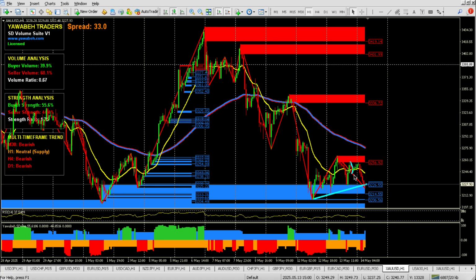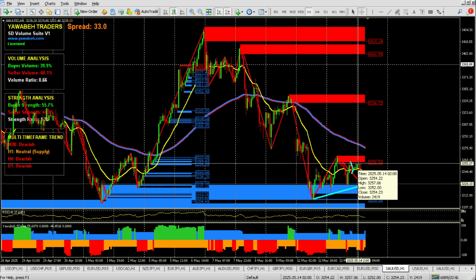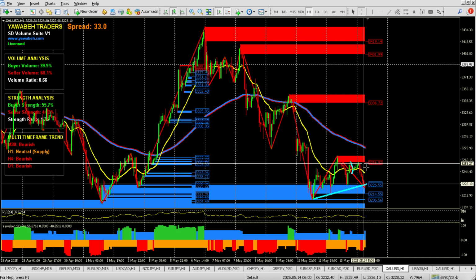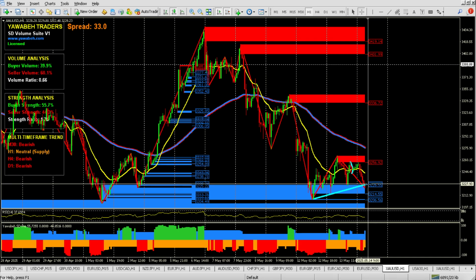So at this point, when the US session was closed, the market was actually playing around 3255, and so far during this Asian session the market has dropped its value by around 300 pips, which is quite huge in a short period.